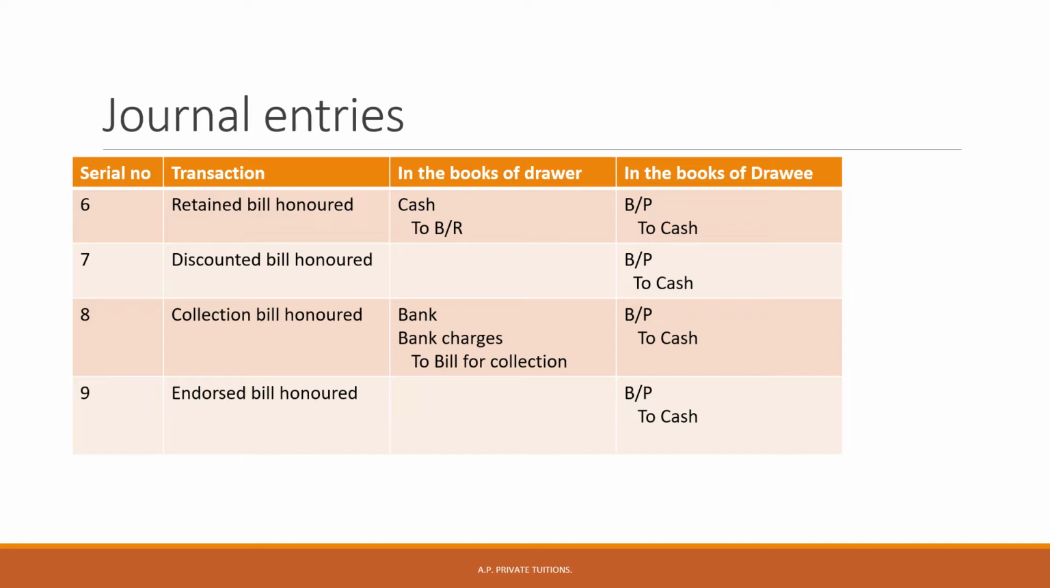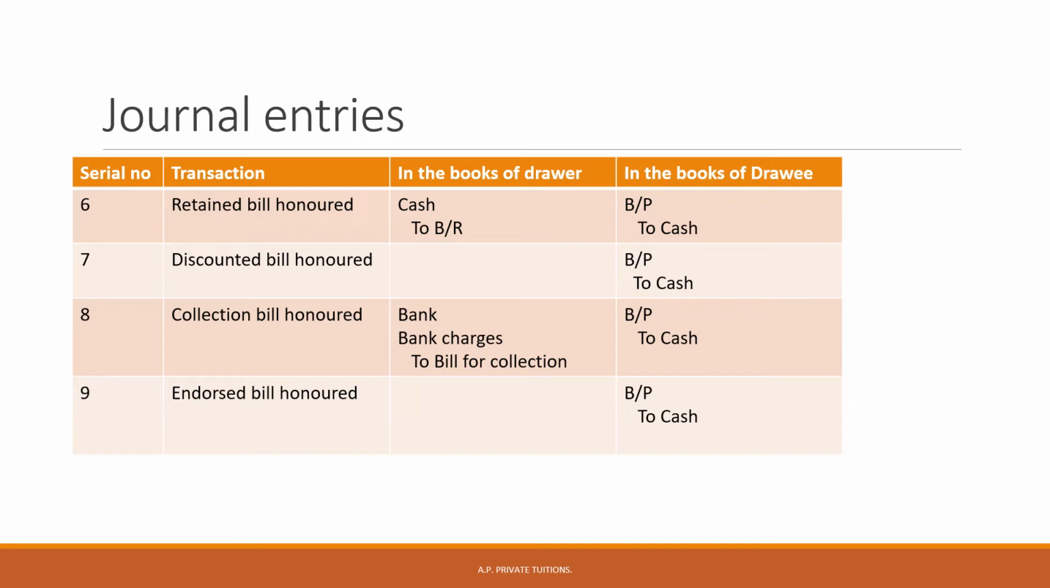In the books of drawer, you can see the bill is honored. He gets money. Debit what comes in, credit what goes out. So money is coming and bill is going. Therefore, he says cash to bills receivable. And students, you can notice that in the books of drawer, there is no entry for discounted bill honored. There is a reason behind it.